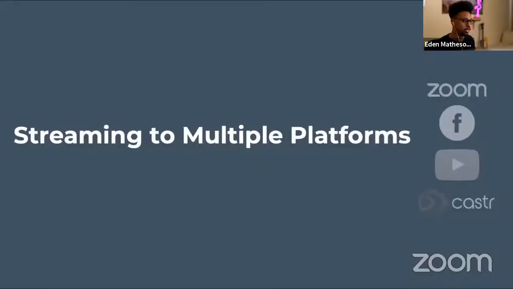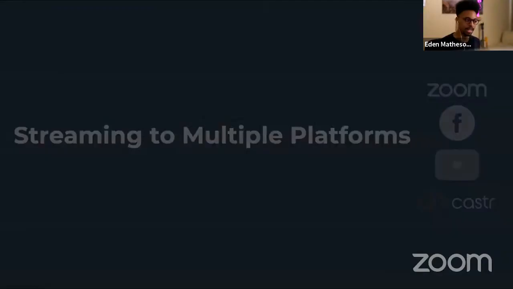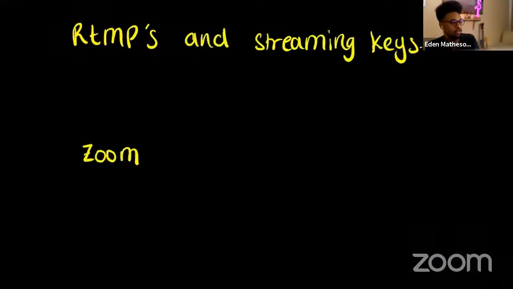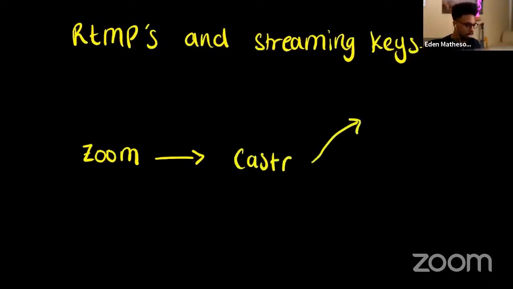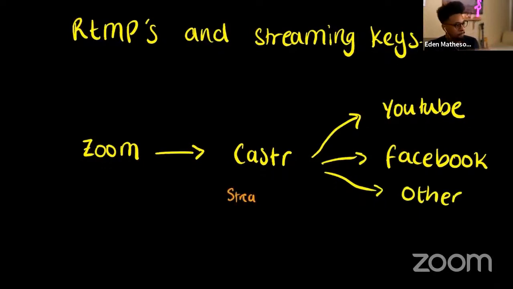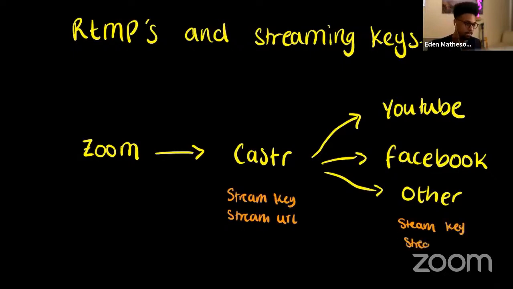If I share this, streaming to multiple platforms. The way that I picture the RTMPs and the stream keys is like the diagram that you saw before: you have Zoom, you have that middle service, Caster, then you have YouTube, Facebook, and other. Both Caster and YouTube, Facebook, and other have a stream key and a stream URL. And Zoom has an input.